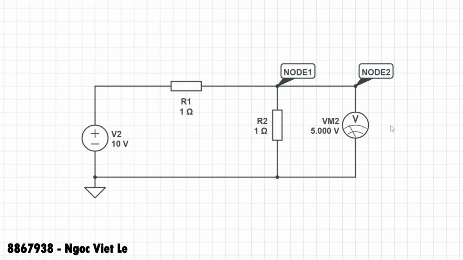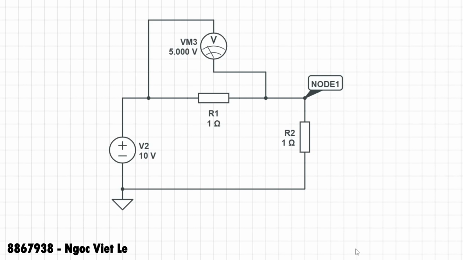To confirm this, I would set a voltmeter in parallel with resistor 2. The voltmeter shows 5 volts, meaning it should also show 5 volts across resistor 1 due to the 1 to 1 ratio. And here it is, the voltage across resistor 1 is also 5 volts.